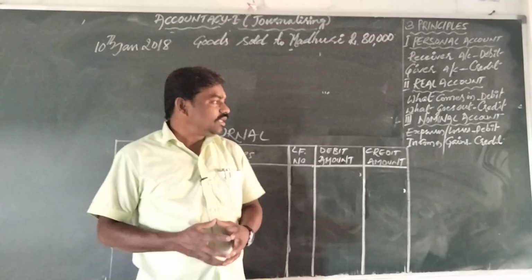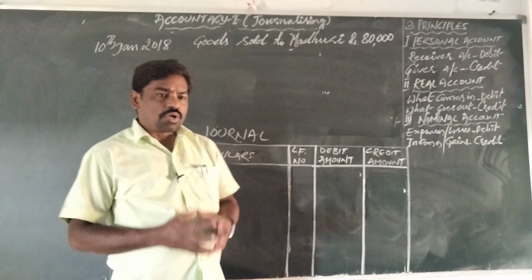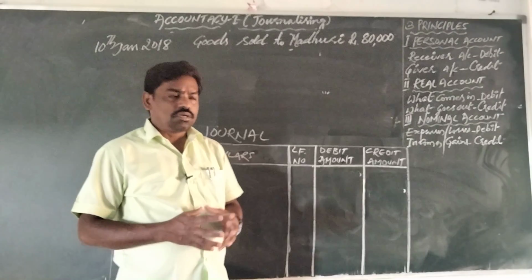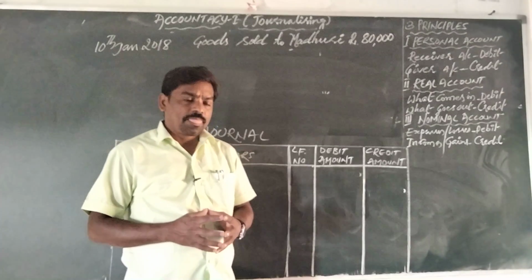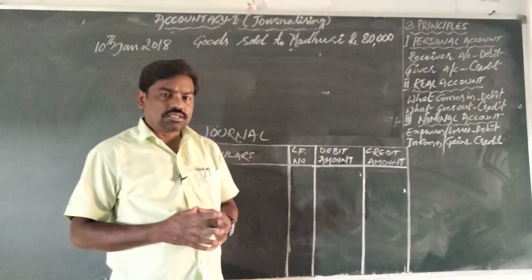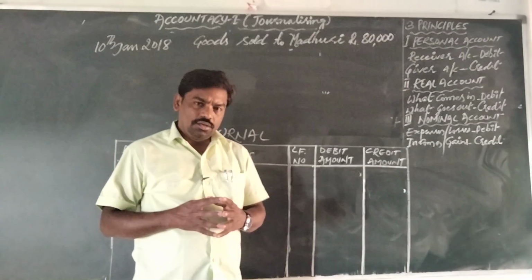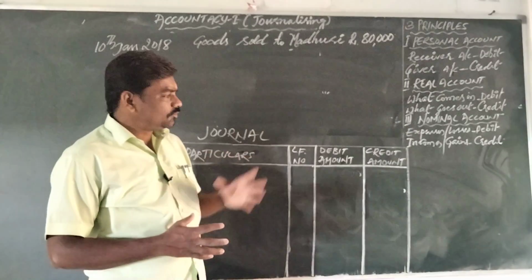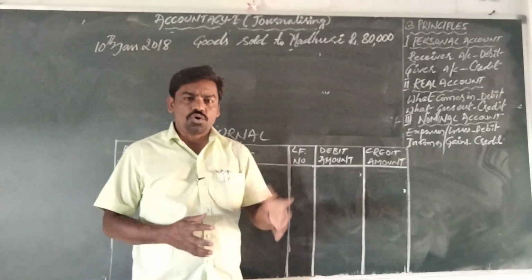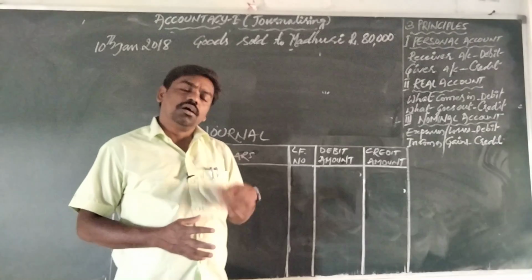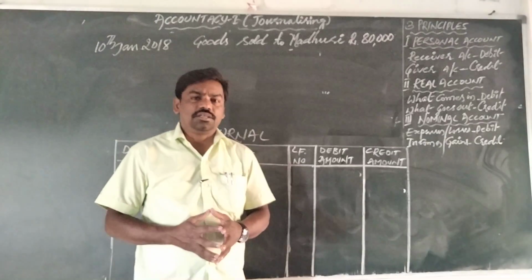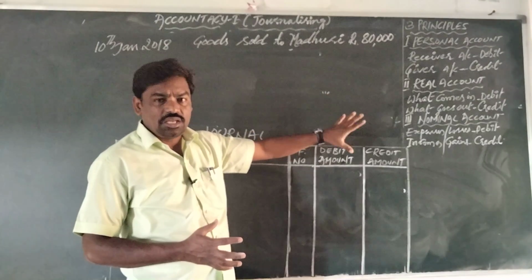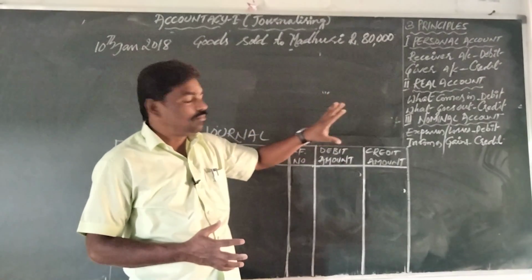And come to third account, that is nominal account. So nominal account principle is all expenses, losses, cost should be debited. All incomes, gains, revenues should be credited. So here these three accounts, once again nominal account principle, expenses, losses, cost should be debited, incomes, gains, profit should be credited. Okay student, so you should remember these three accounts and their principles forever.